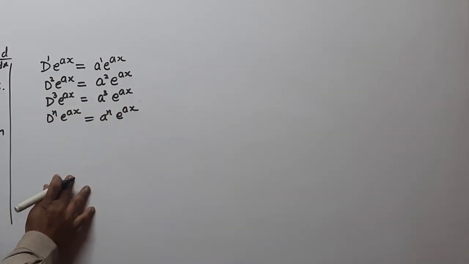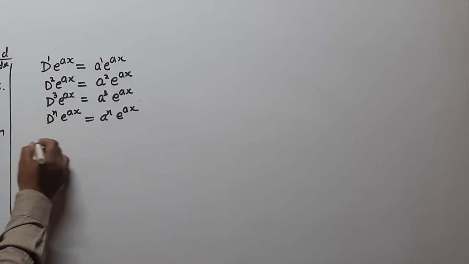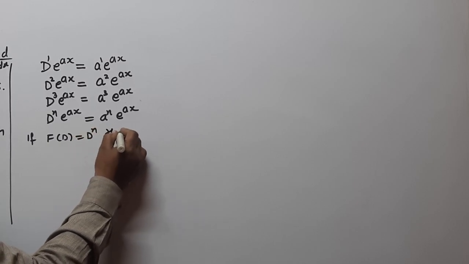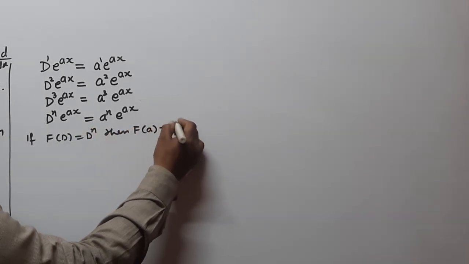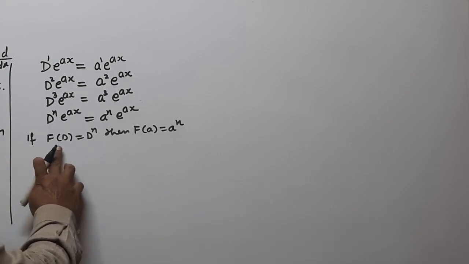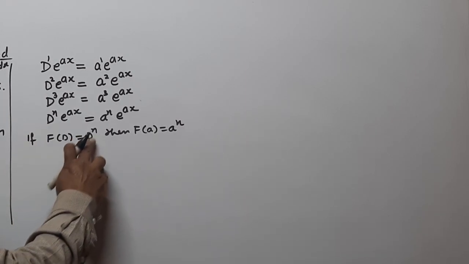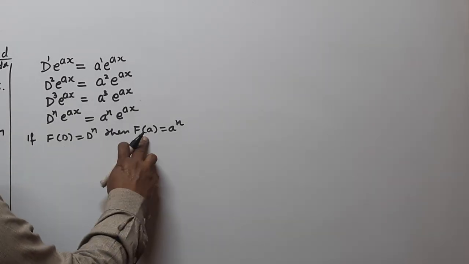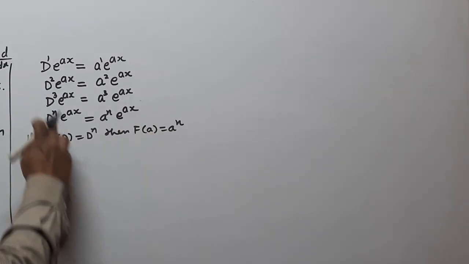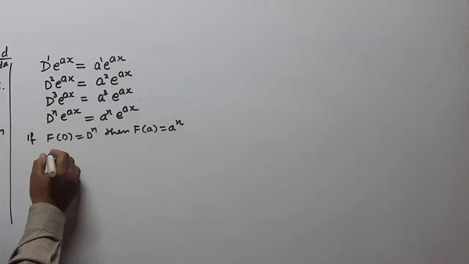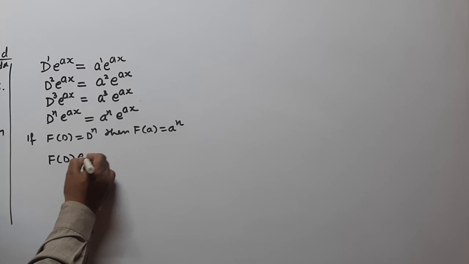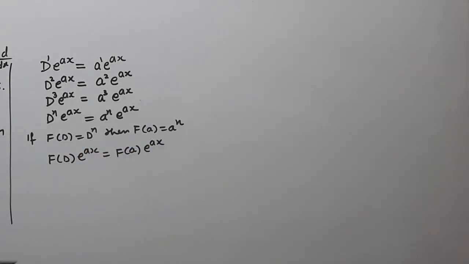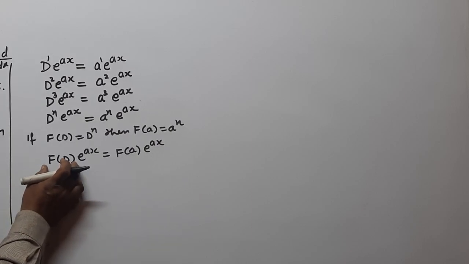If f(D) is equal to D to the power n, then f(a) is equal to a to the power n. If we suppose that D to the power n, the nth derivative, can be written as f(D), and if we replace D by a, we get f(a) is equal to a to the power n. So the above equation can be written as f(D) e to the power ax is equal to f(a) e to the power ax. Now f(D) is a function of the differential operator.